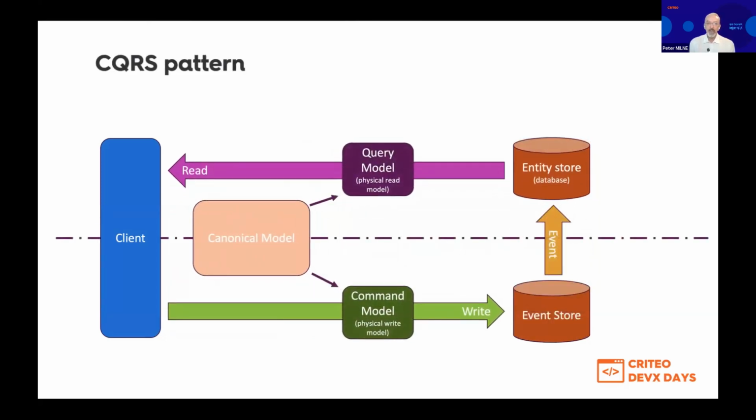The CQRS pattern separates the command model, the write model, from the query model. So you take the canonical model and you derive specific models for commands and queries. In this example, we've got them in separate data stores connected by events. That is a possibility, but it's not a requirement.